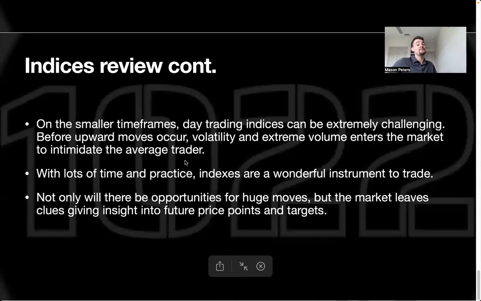On the smaller time frames, day trading indices can be extremely challenging. Before upward moves occur, volatility and extreme volume enters the market to intimidate the average trader. With lots of time and practice, indexes are a wonderful instrument to trade. Not only will there be opportunities for huge moves, but the market leaves clues giving insight into future price points and targets.